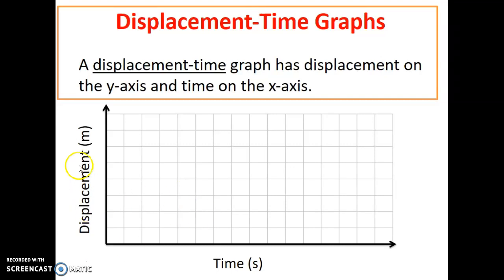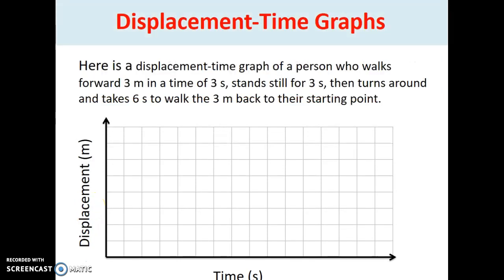So a displacement time graph has always got displacement on the y-axis and time on the x-axis. So if a person walks forward at 3 meters in a time of 3 seconds. I should really have the scale on here, but we'll assume 1 square is 1 second, and 1 square on this end on the y-axis is 1 meter.